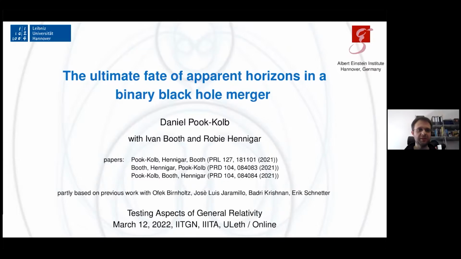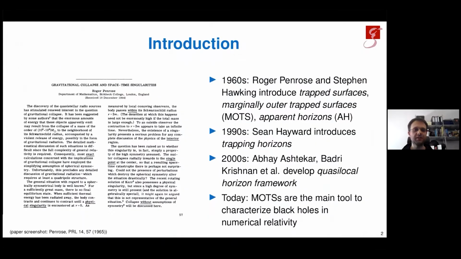Okay, now let me give an introduction to what apparent horizons actually are. I will give a very brief historical overview. Apparent horizons are actually trapped surfaces, which are sort of the progenitors of this concept. They were already introduced in the 1960s by Penrose, and we've heard the term trapped surfaces already in Vitor's talk. These were introduced in the context of the singularity theorem, the first one that Penrose published in 1965. Here's a screenshot of that famous PRL.